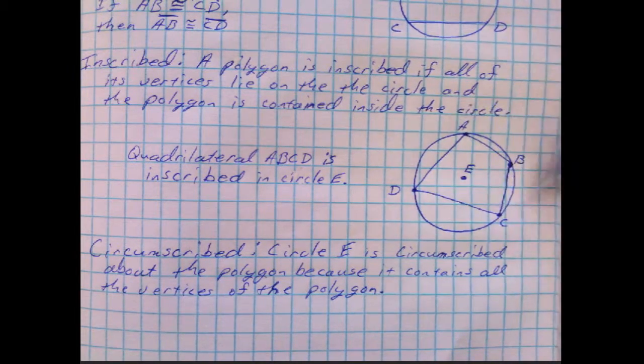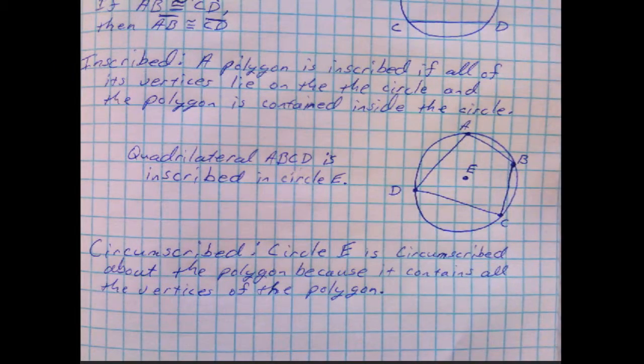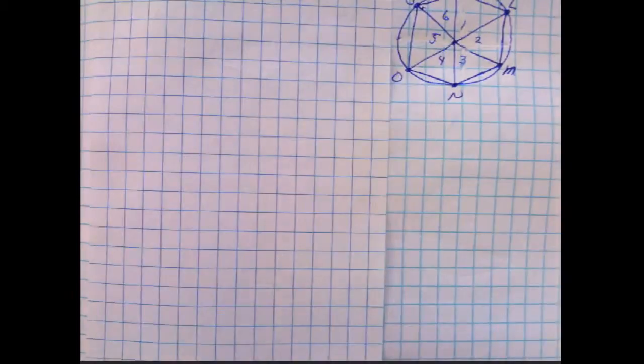Circumscribed is what the circle is. So circumscribed means that the polygon is contained inside of the shape. Every bit of it is inside. So the one on the outside is circumscribed, the one on the inside is inscribed. Okay, let's do an example.